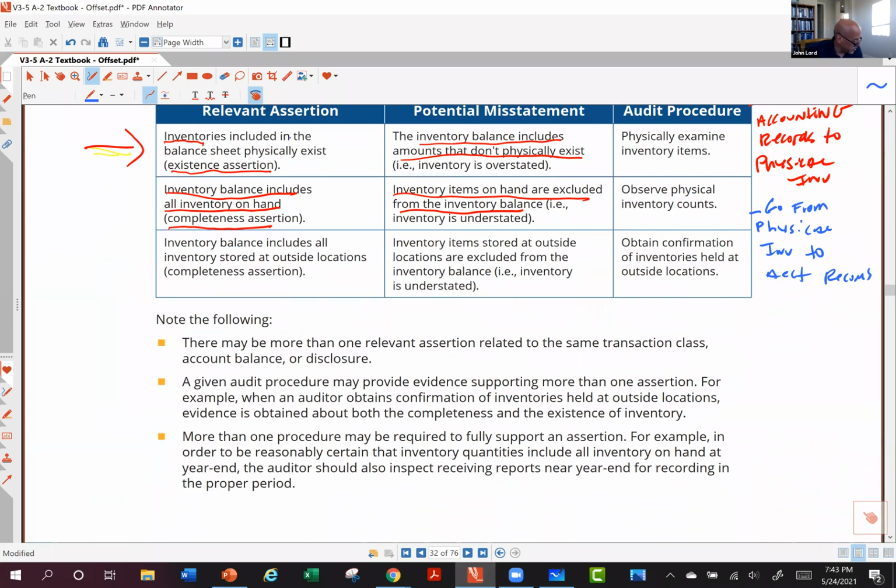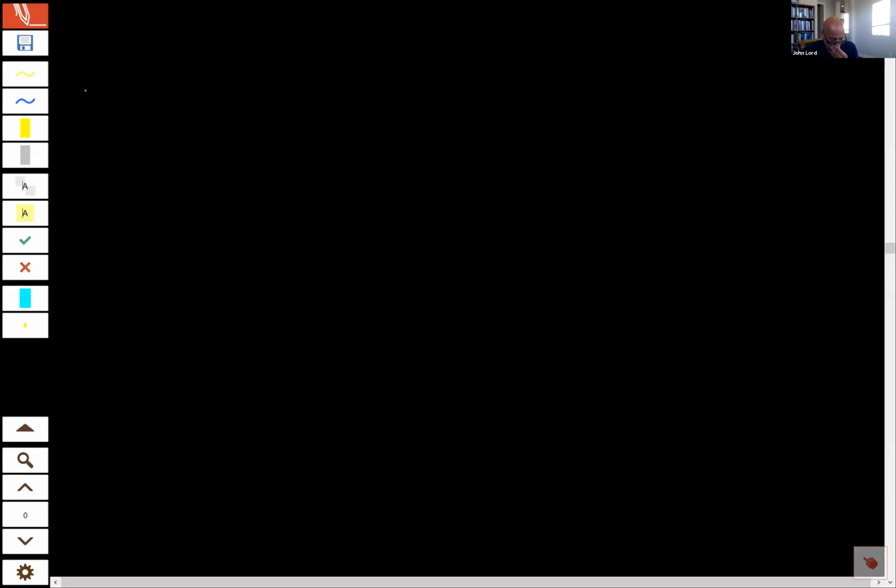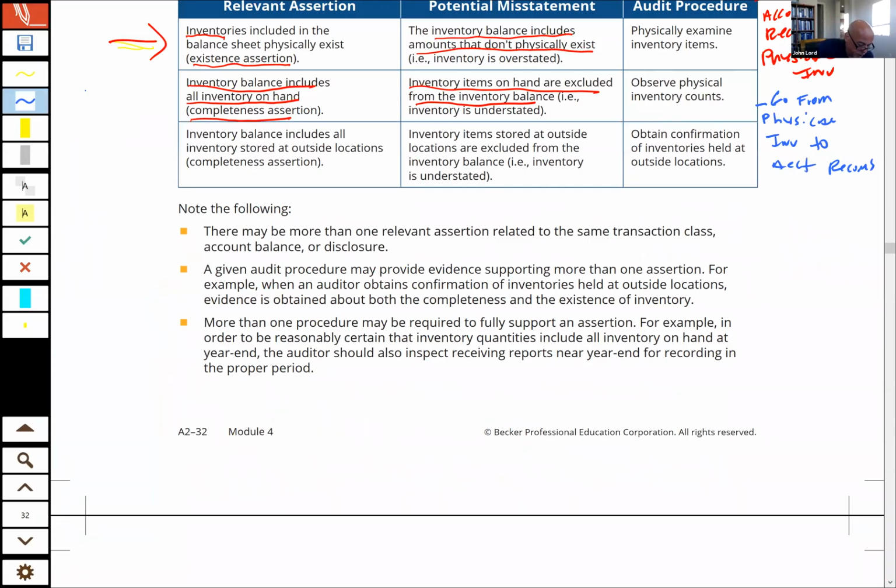Okay, good. So let's go ahead and look at a couple more things here and note that a given procedure may provide evidence about more than one assertion. Okay, that's probably not so much the case as what? More than one procedure may be required for an assertion.